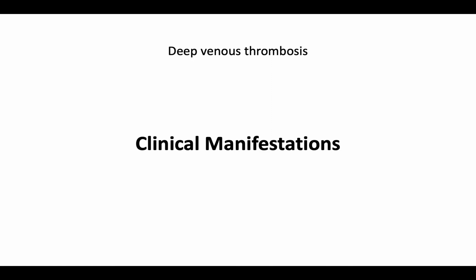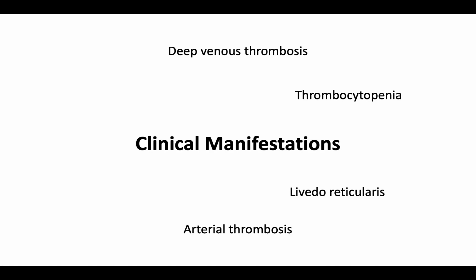Let's discuss antiphospholipid antibody syndrome's clinical manifestations. They most commonly include deep vein thrombosis, findings of thrombocytopenia, and skin findings of livedo reticularis. Some patients will present with arterial thrombosis and pulmonary embolism, and a smaller subset will experience pregnancy morbidity.